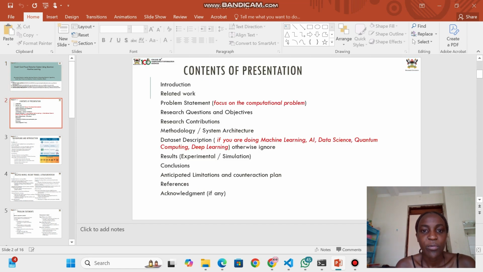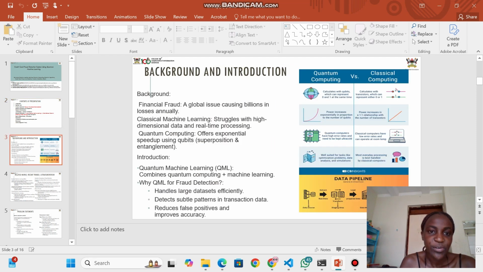So we shall have the different contents, which include the introduction, related work, problem statement, which focuses on the problem, then the research questions and objectives, the research contributions, the methodology, the results, the conclusion, the references, and so on.